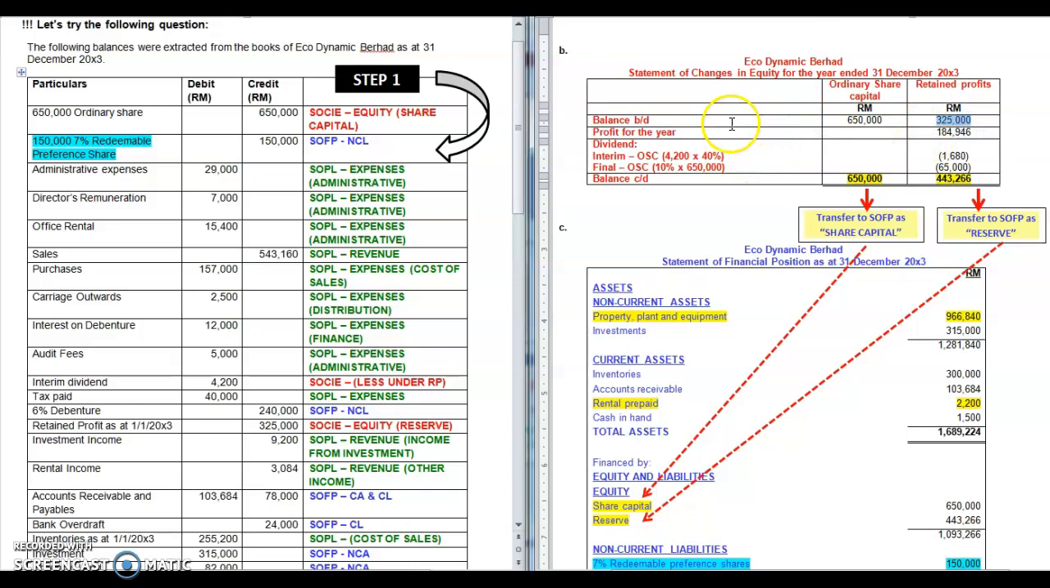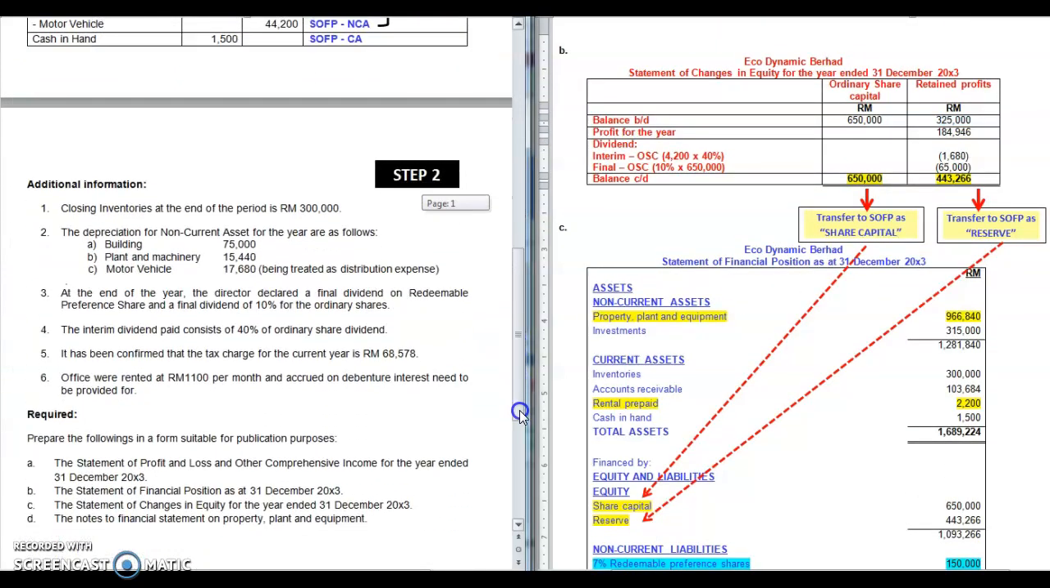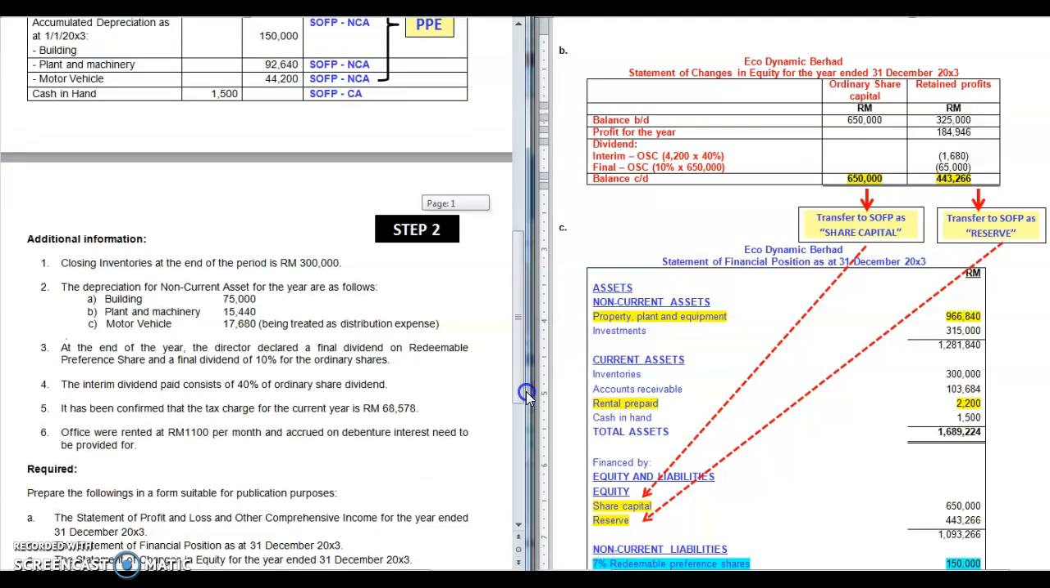Okay, the next step is to report the changes throughout the year. How to report the changes throughout the year? We need to identify any additional contribution or any withdrawal towards the equity. The additional contribution will be added up while the withdrawal will be deducted from the item of equity. So let us refer to the additional information of the question to find out if there is any adjustment to be made.